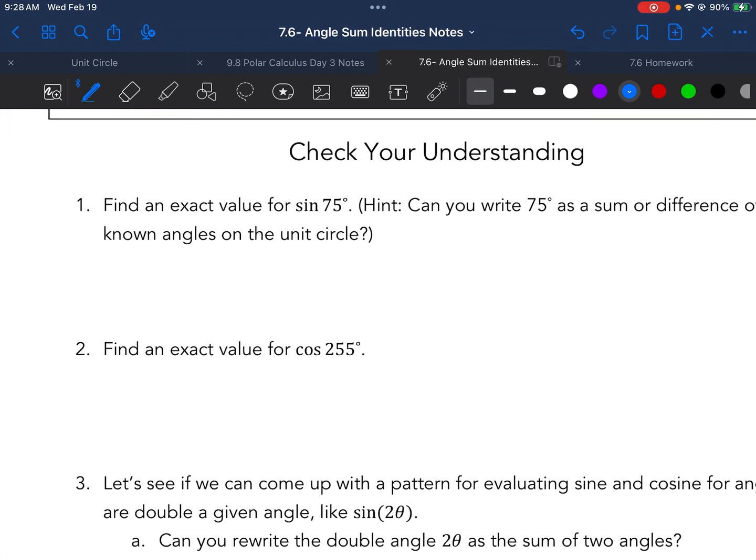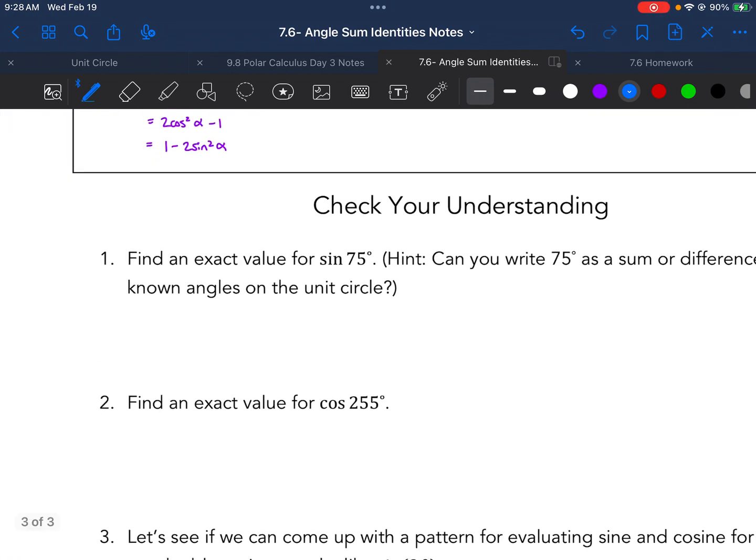So let's start with number 1 here. Now notice that on Math Calcmetics, check your understanding, they're using degrees for 1 and 2.